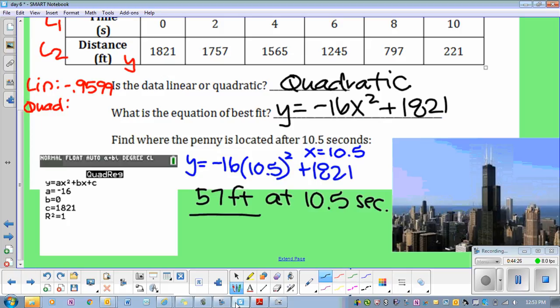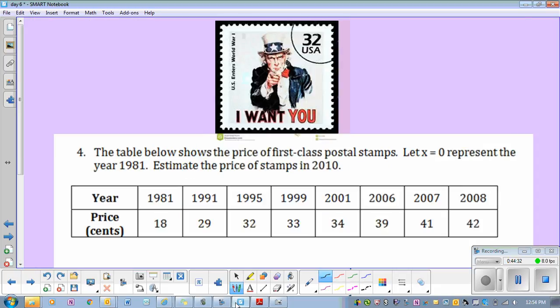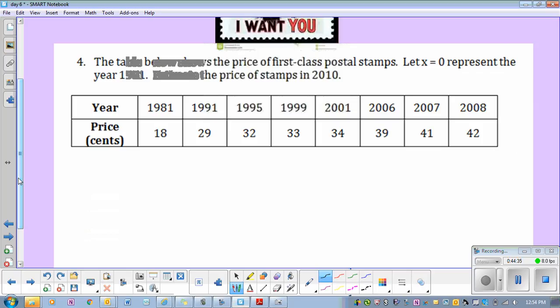All right, any questions about this? So the last one is important because you will see problems like this. I think they actually have problems like this on the SATs too. The table below shows the price of first-class postal stamps. They tell you, let x equals 0 represent the year 1981. And usually on these type of problems, guys, where they give you the year, don't put that into your L1, okay? They'll usually say the starting year will be 0 or it'll be 1. So here they tell you that 1981 is 0.